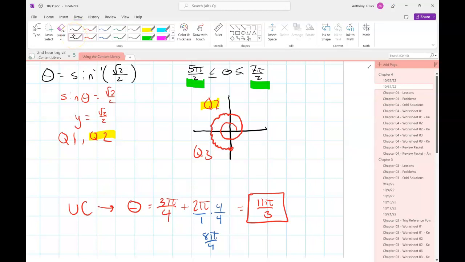Today we're going to do essentially the same process, but this time for angles that we cannot necessarily use the unit circle for. So this is going to be done with our calculator instead of using the unit circle.